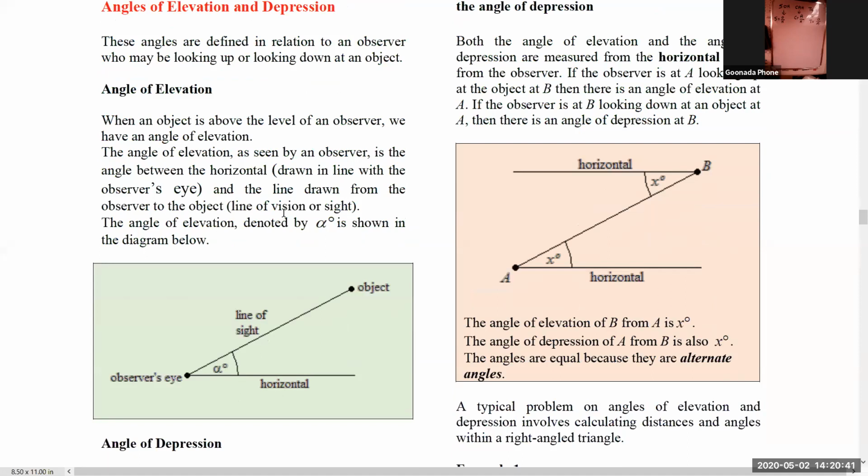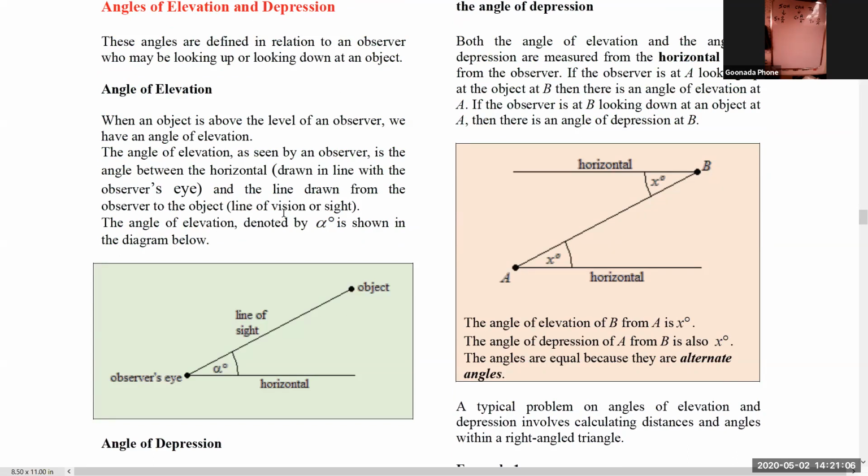So these angles are defined in relation to an observer who may be looking up or down at an object. So angle of elevation is obviously when the observer is looking up, right? So when an object is above, let's look at angle of elevation. When an object is above the level of an observer, we have an angle of elevation.